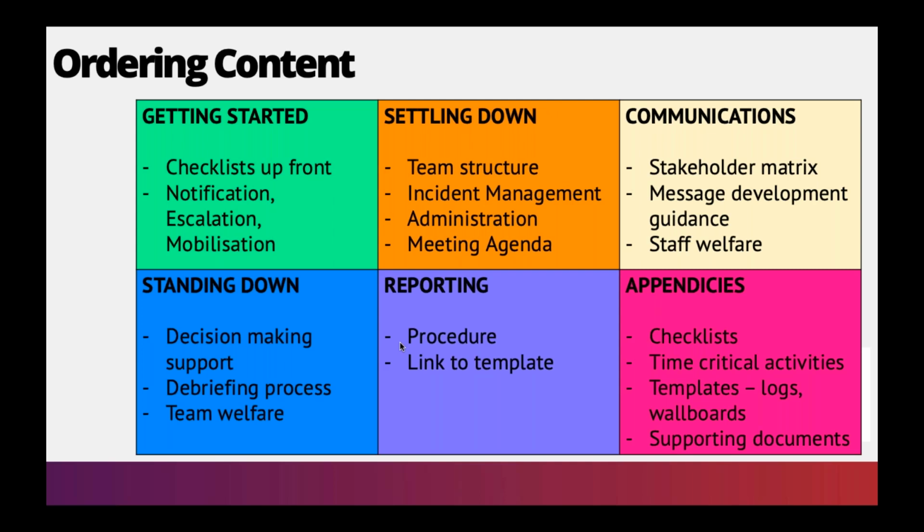So I'm thinking things like scenario-specific checklists or role-specific checklists, maybe a summary of your business impact analysis so that we know what our key time-sensitive activities are and how quickly we need to get them back up and running, and the resources that we need to do that. Any templates for logs that you want your teams to complete, wallboards for information management, maybe an action tracker in there, and any supporting documentation that sits alongside the plan that we're using.